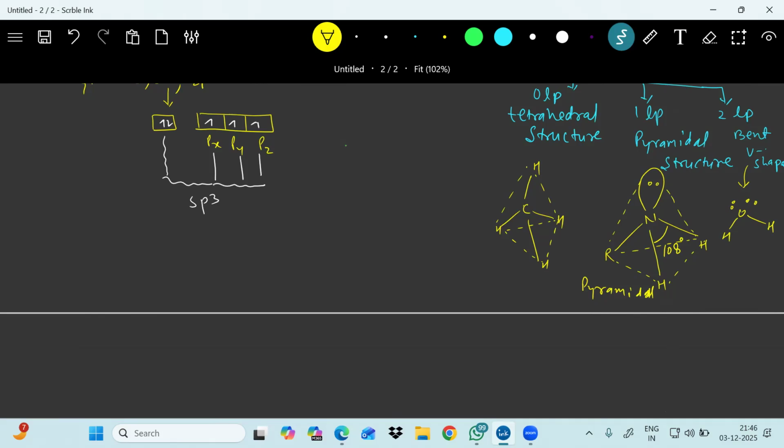Amines will always have a pyramidal structure, right? Yes, amines will always have a pyramidal structure. Should I go ahead? This part is okay, fine, I think.